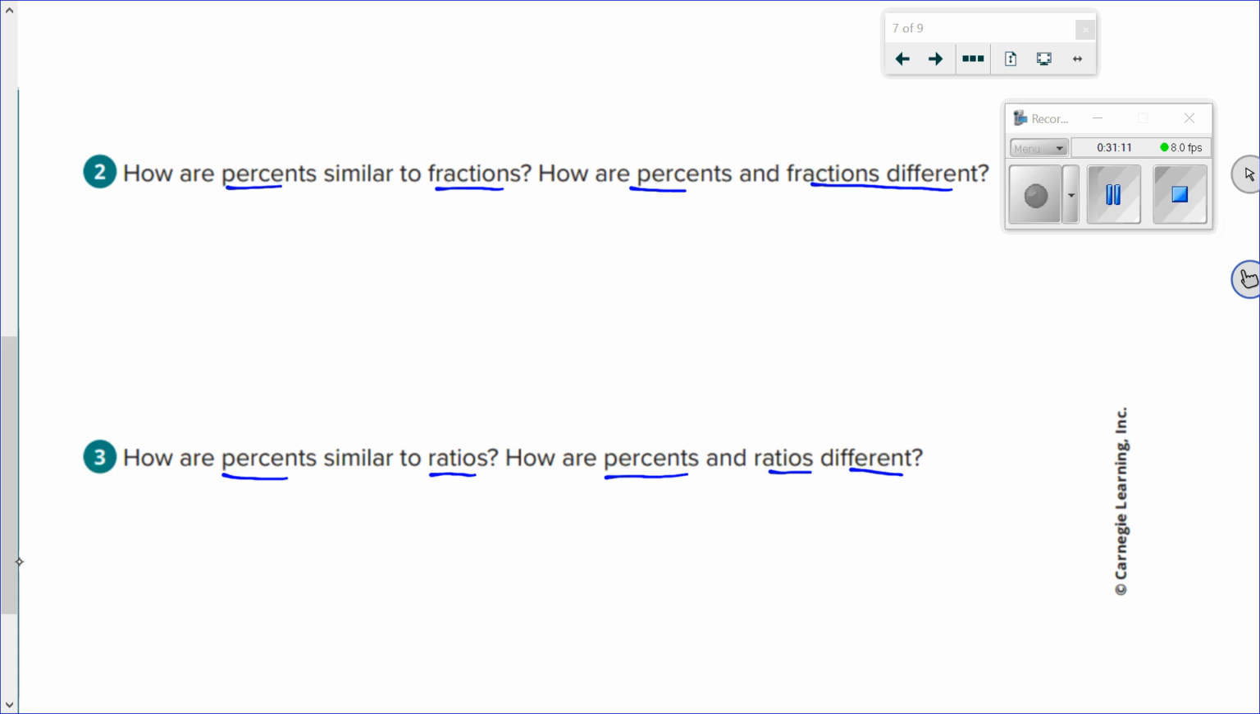And your third one, how are percents similar to ratios and how are they different? Kind of like with the fractions, percents are a ratio. The thing is, they're always out of 100. A ratio can be out of anything. Percents have to be out of 100. You can't simplify them, but percents being, by definition, out of 100 makes it easy.